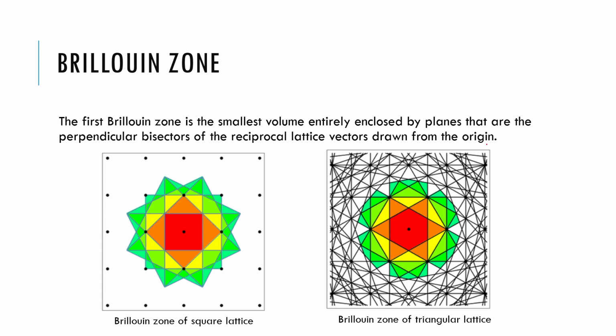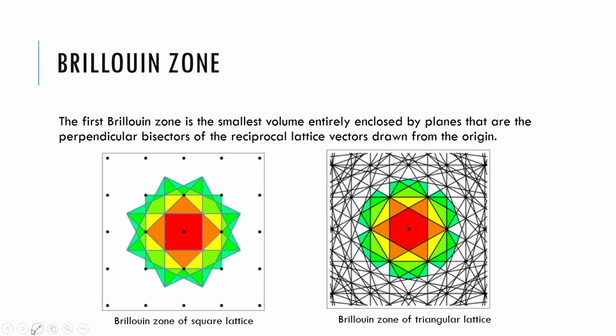Here is the Brillouin zone of the square lattice, and here is the Brillouin zone of the triangular lattice. The construction is similar to that of the Wigner-Seitz cell. What we do is join all the nearest neighbors, then draw the lattice vectors, and then find the perpendicular bisectors. Whichever is the smallest area enclosed, that is our Brillouin zone.